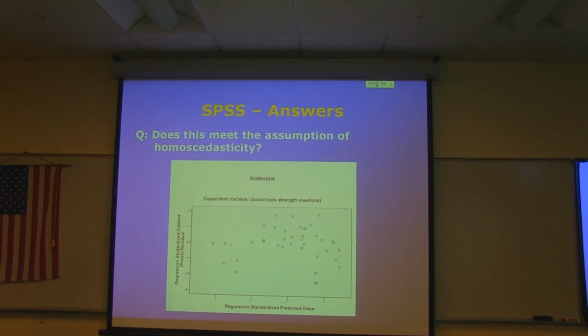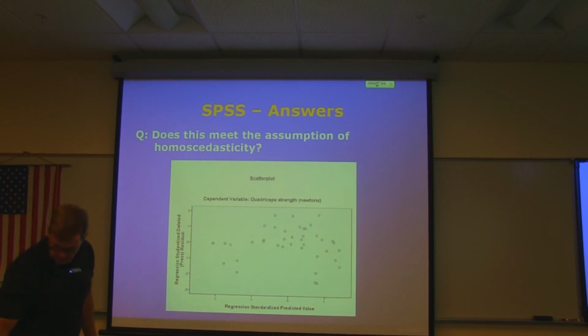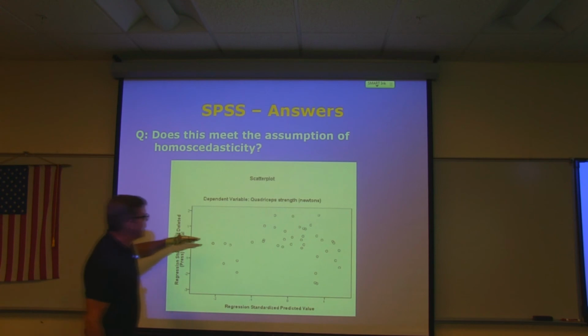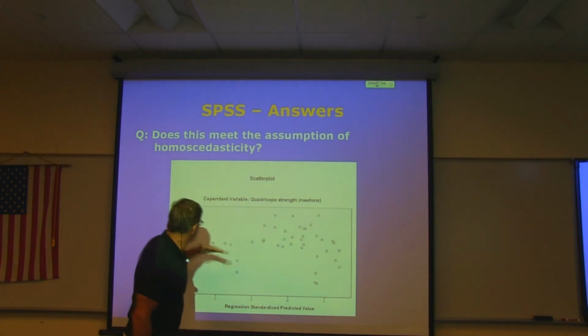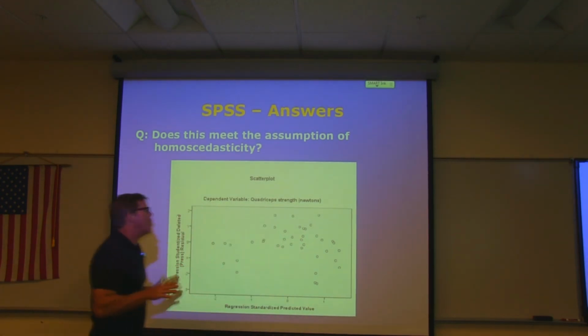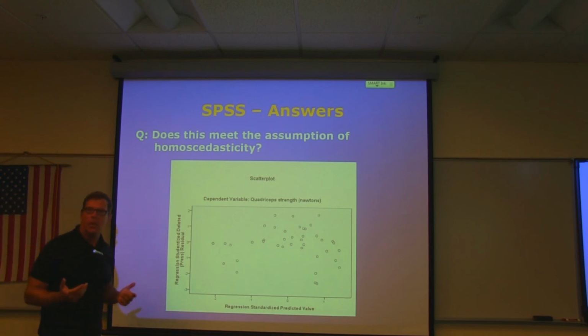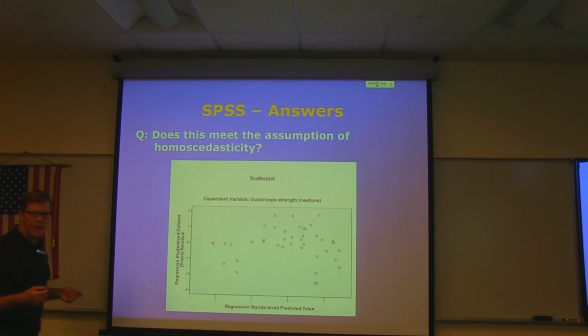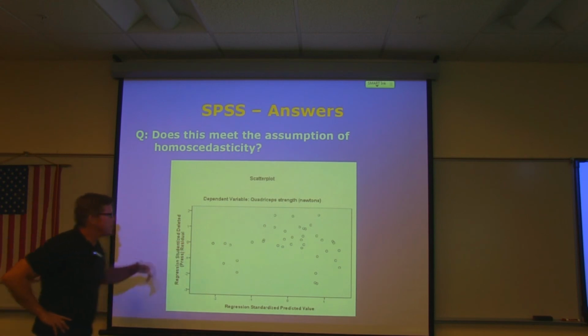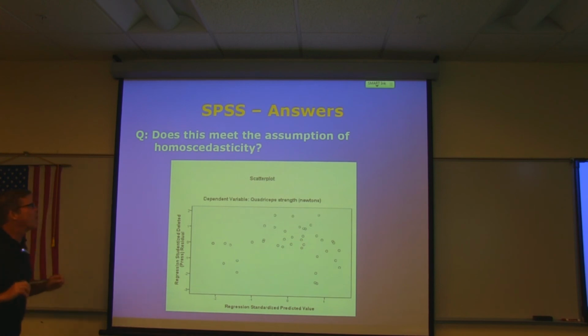Does this meet the assumption of homoscedasticity? Typically we have data points equally distributed on either side of this line. Another way of looking at homoscedasticity is to look at the variances for the respective variables. Are those variances close to each other or not? This particular graph of residuals suggests not a whole lot of homoscedasticity.